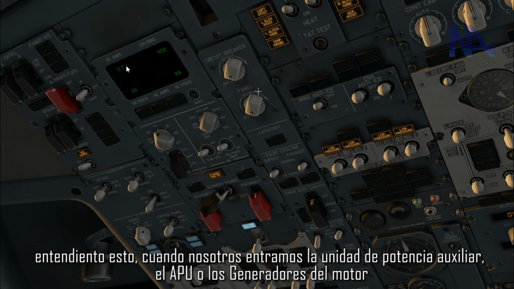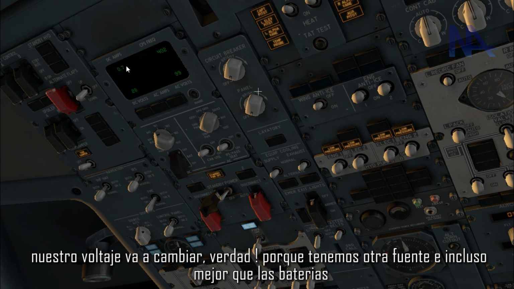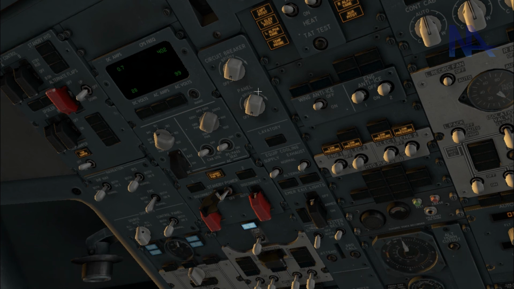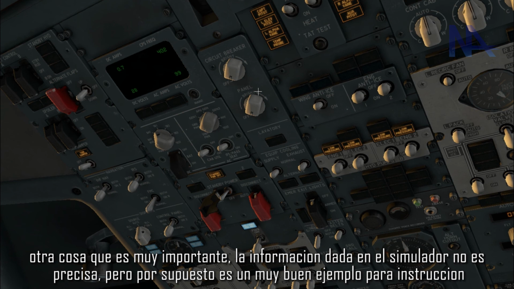Understanding this, when we get in the external power unit, the APU or the engine generator, our voltage is going to change, right? Because we have another source, and even better than the batteries. Just right here, at the time we were testing, we had just the batteries, and our voltage for that moment was lower. Another thing which is very important, guys: the information given in this simulator is not accurate, but for sure we have a pretty good example for the structure here.